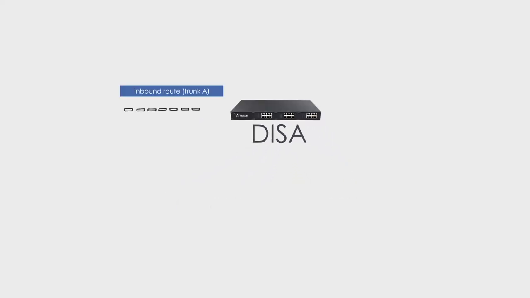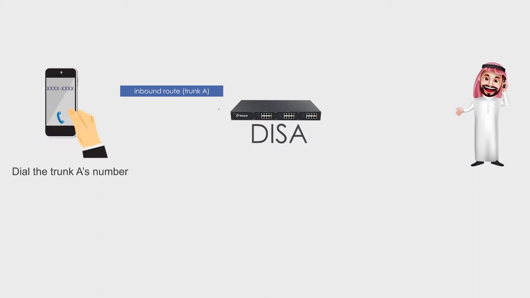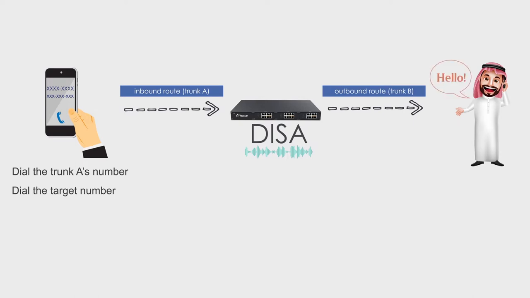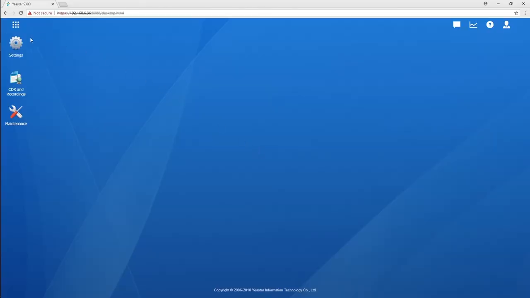Set DISA as the destination of one inbound route, so people outside the office can call into this inbound route and reach the DISA feature. Then, they can dial another external number to get connected. In this way, our personal number won't be sent to the final call party. Instead, the call party will only see the trunk's number from the company. Now let's jump into the settings page.